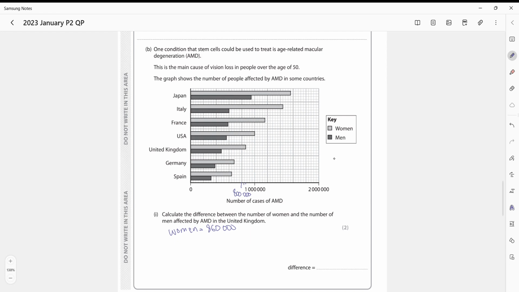Now let's look at men. Each of these lines again represents 200,000, so this would be 400,000. Now there are 2 lines there, so that's 480,000 for men.